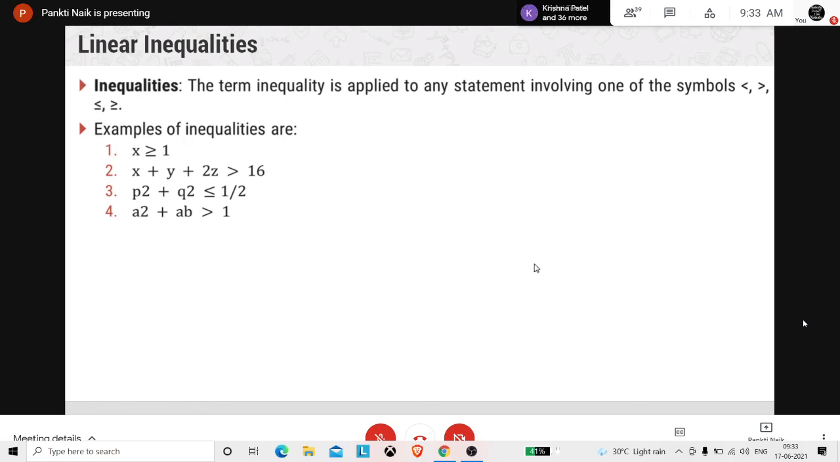So in mathematics, a linear inequality is a statement containing less than, greater than, less than equal to, greater than equal to, right? Any statement that contains these, we call it a linear inequality, right? Now inequality is represented by what? Less than, greater than equal to, less than equal to, right? Now this is an example of inequalities: x less than or equal to 1, x plus 5 plus 2z greater than 16, right? So this is an example of inequality.